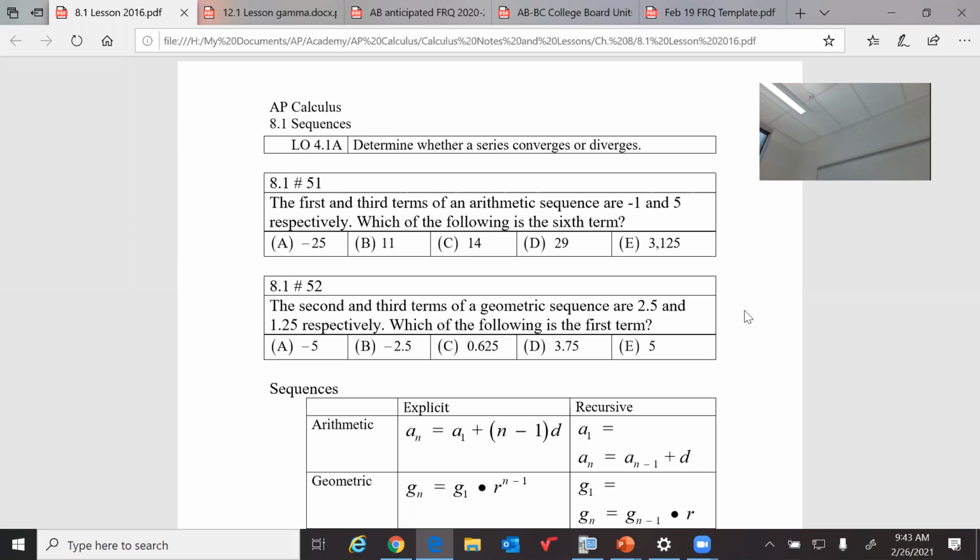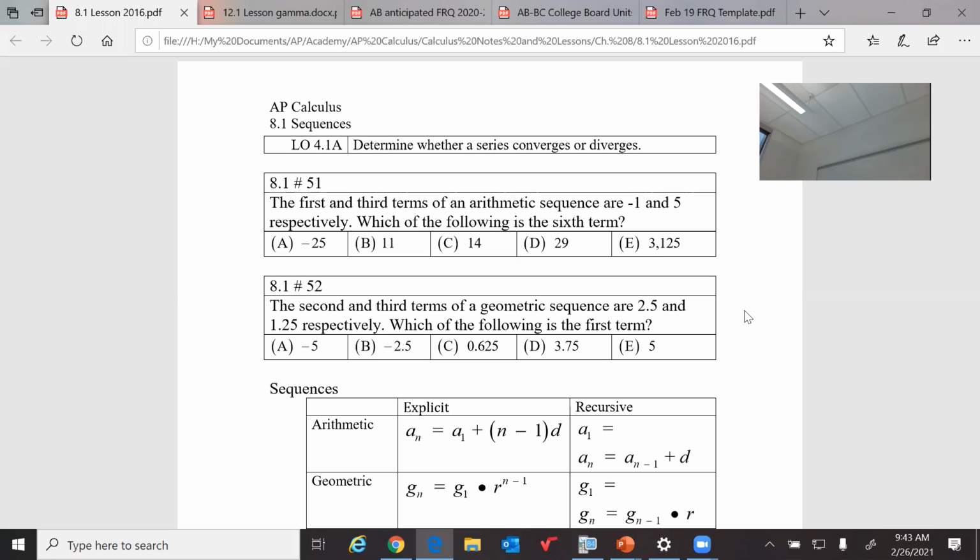N, and I'm going to call that A sub n because they're telling me it's arithmetic. It doesn't really matter what you label the column heading, but if I know it's arithmetic, I'm going to call it A sub n. If I know it's geometric, I'm going to call it G sub n. So it tells you the first term is -1, and the third term is 5.